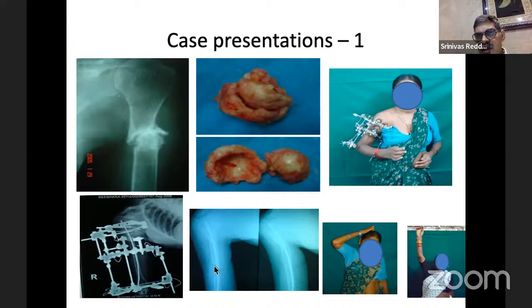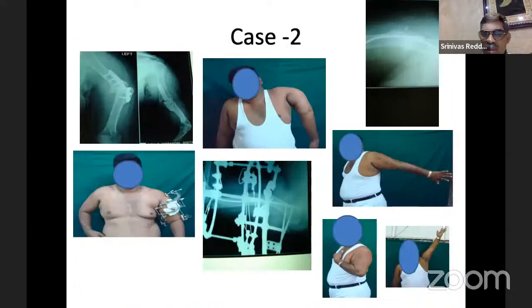And this is the lady with the fixator on, and this is the range of motion. You can see comfortable range of motion with the fixator. Shoulder also she can move perfectly, and this is united very nicely. And this is the range of motion after fixator removal. It's quite comfortable, quite okay. Next one.